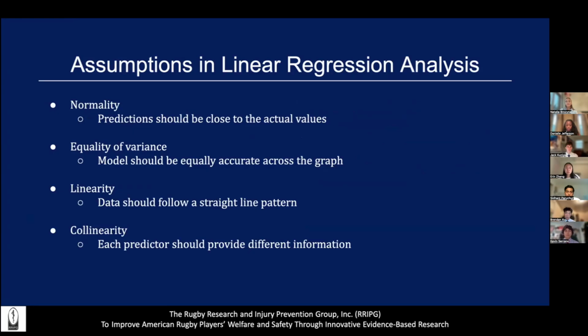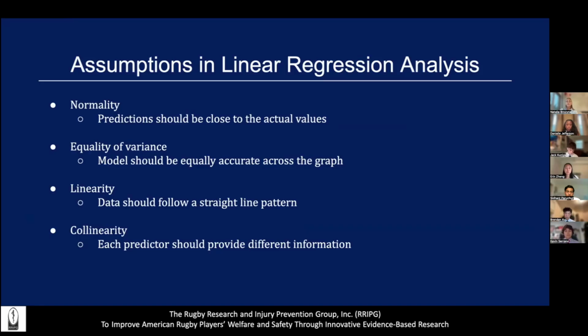When using a linear regression tool, you have to be able to make these assumptions for the linear regression model to be valid. First is normality, which means that the model's prediction should be close to the actual values. If there are many outliers, then you would not be able to use the linear regression model.